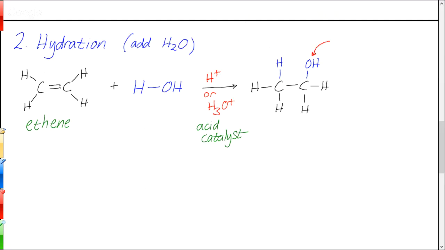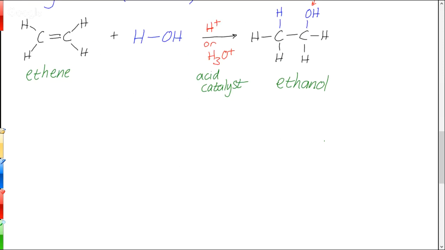An OH group on a molecule is called an alcohol. So this molecule is now ethanol. When we translate this to the line or skeletal structure, it also kind of a little bit obscures what's happening.